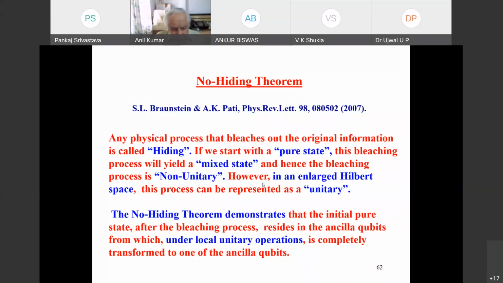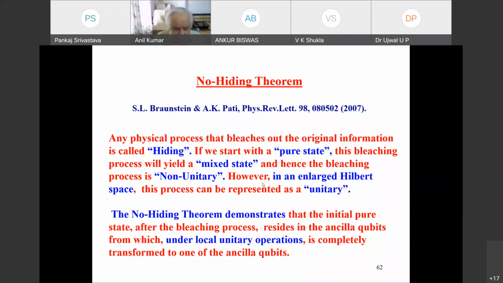Any physical process that bleaches out the original information is called hiding. If you start with a pure state, this bleaching process will have unity. However, in a larger space, it's unitary. If you look locally, it's gone. But if you look at it globally, it is there. Okay.